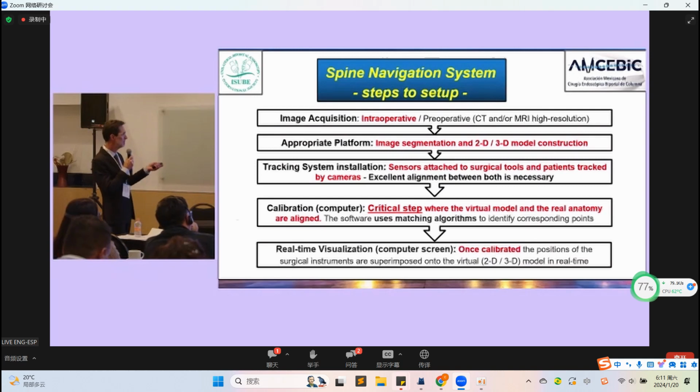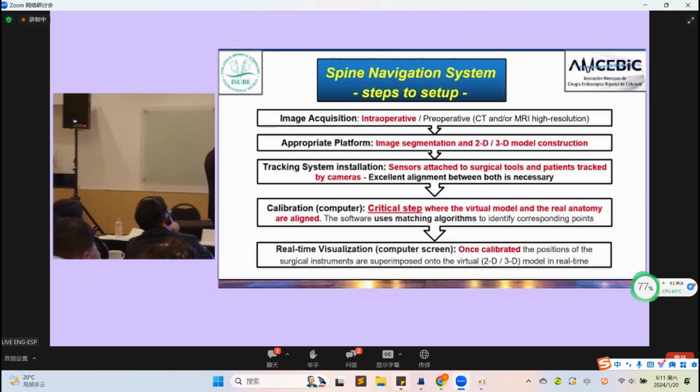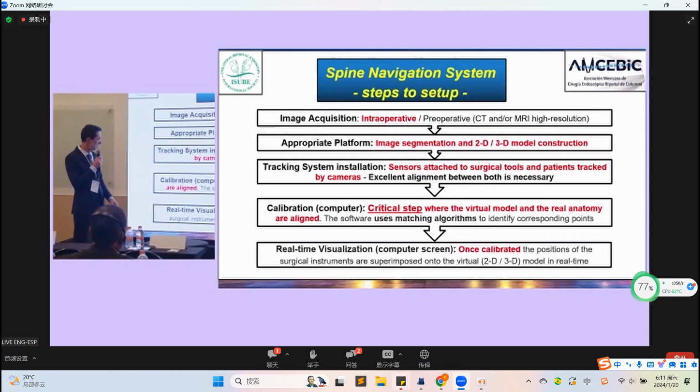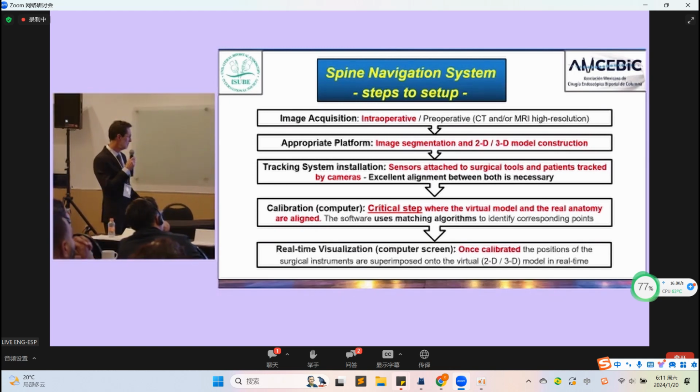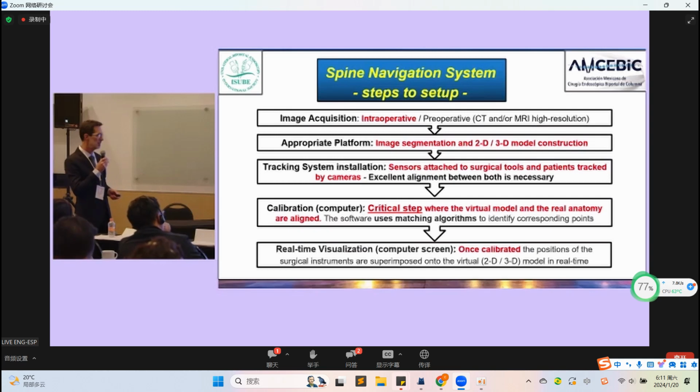These are the steps to set up navigation. Don't worry about this. We only have image acquisition, appropriate platform, tracker system installation, and calibration. Maybe this is the most important part of the use. We need excellent calibration, because calibration transforms into a real-time visualization. If the calibration is not good, the visualization shifts.